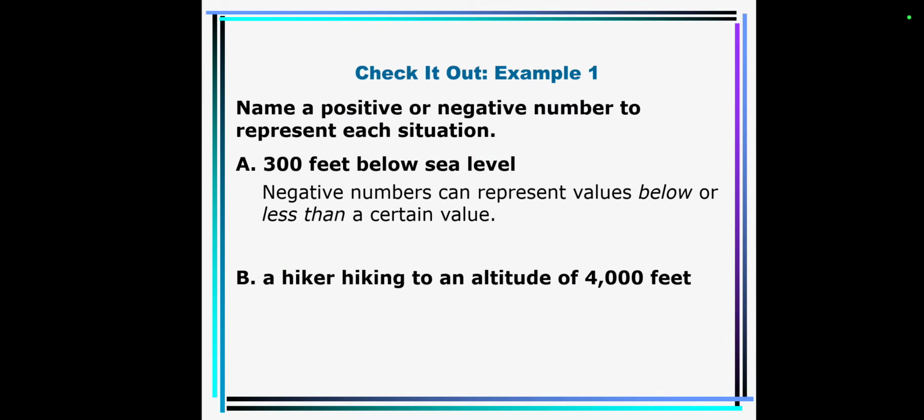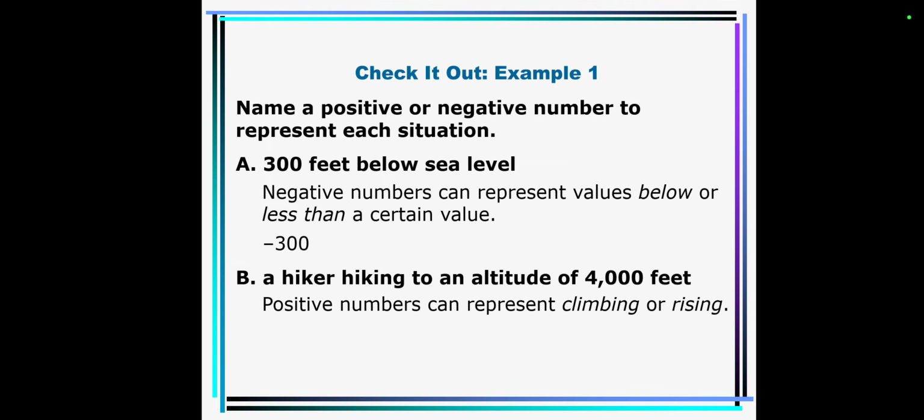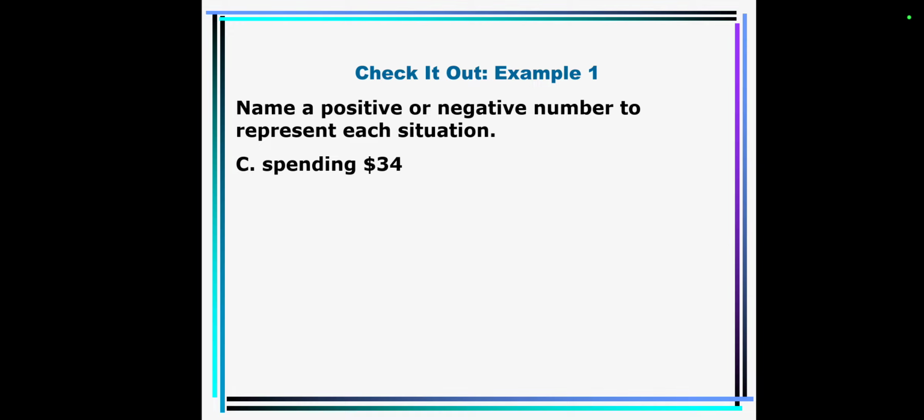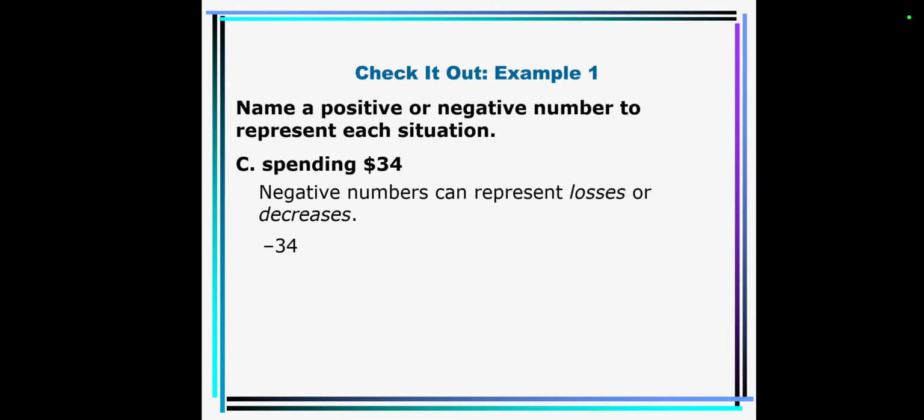Next, a hiker hiking to an altitude of 4,000 feet. When you hike, it is rising, so it is positive 4,000. Or you are spending $34. You are losing money from spending, so it is negative. So negative 34.